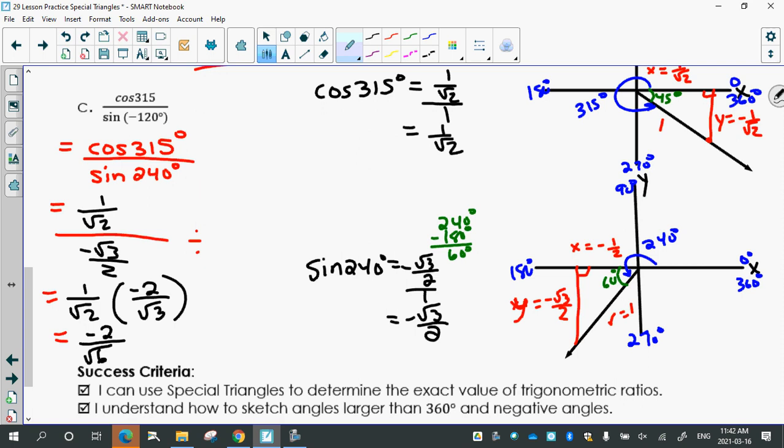And then we can try that on our calculator and make sure we get the right answer. So the cosine of 315 divided by the sine of negative 120, going right back to the original question, gave me negative 0.81649. And negative 2 divided by the square root of 6 is negative 0.81649. Okay?